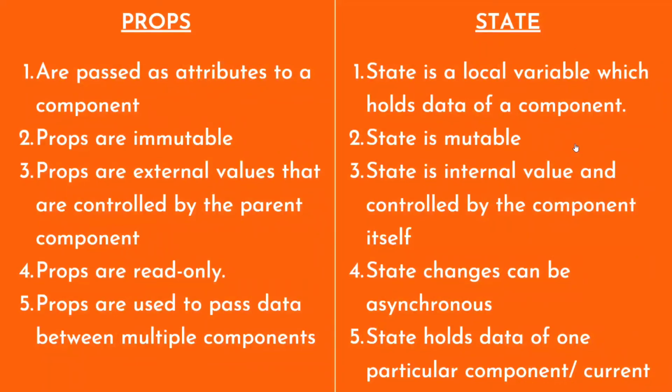Next, the same thing for state: state holds the data of one particular component, that is, the current component. With props, we are passing the data through a hierarchy, whereas state just holds the data for its own component. These were the differences between props and state. I hope this was quite understandable. To know more about props, you need to watch our next videos which we are going to keep on posting. Henceforth, we are trying to make these videos short so that they can be very interesting and quick to learn.